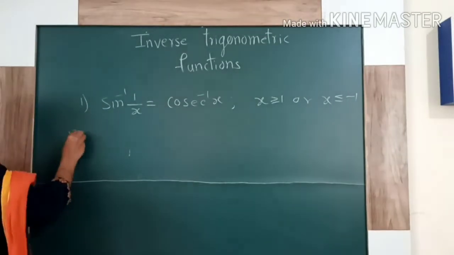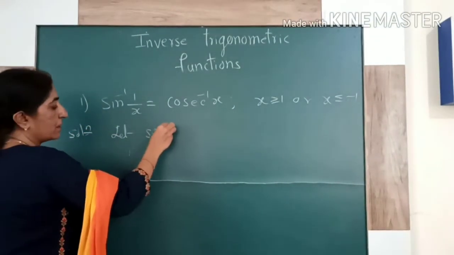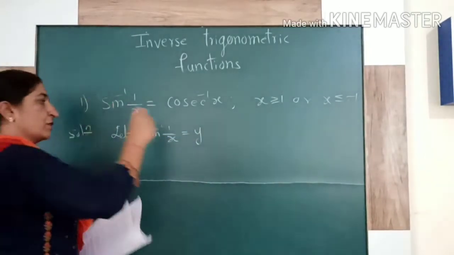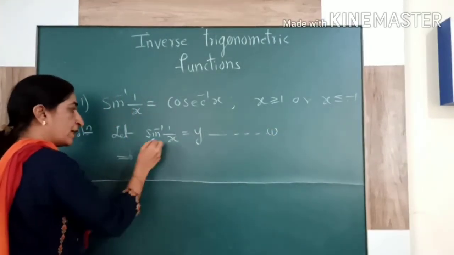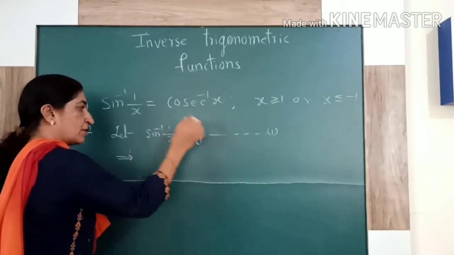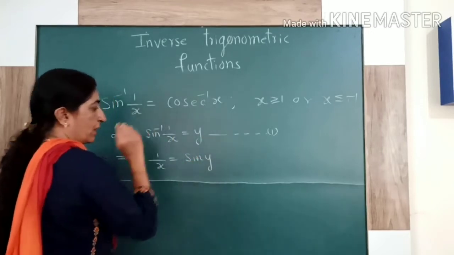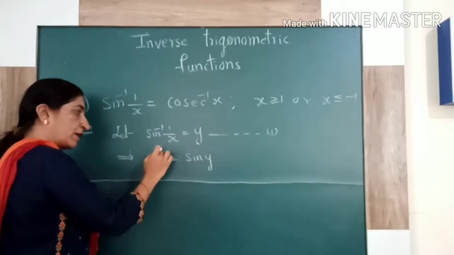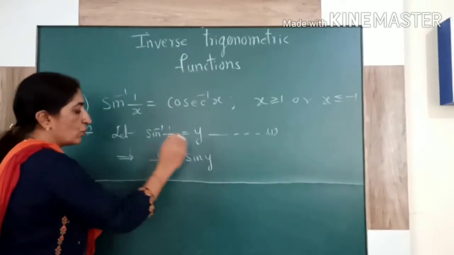Let us start with LHS. Let us take sin inverse 1 by x is equal to y and call it equation 1. As I told you, if you take only the sin inverse part on that side, 1 by x is equal to sin y.